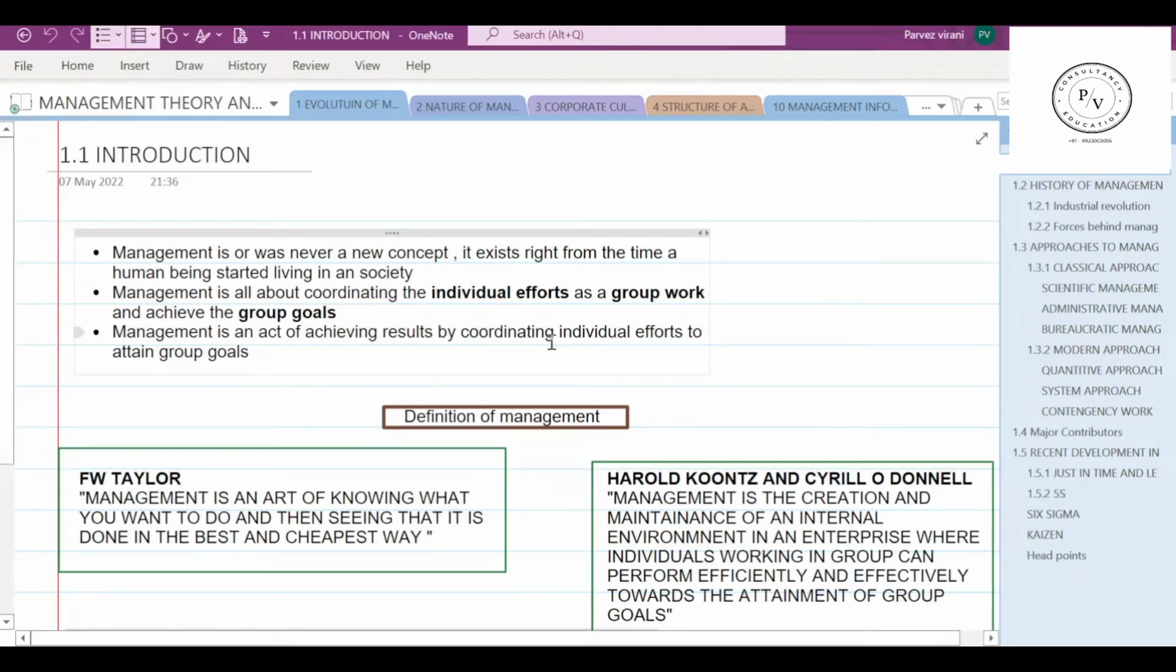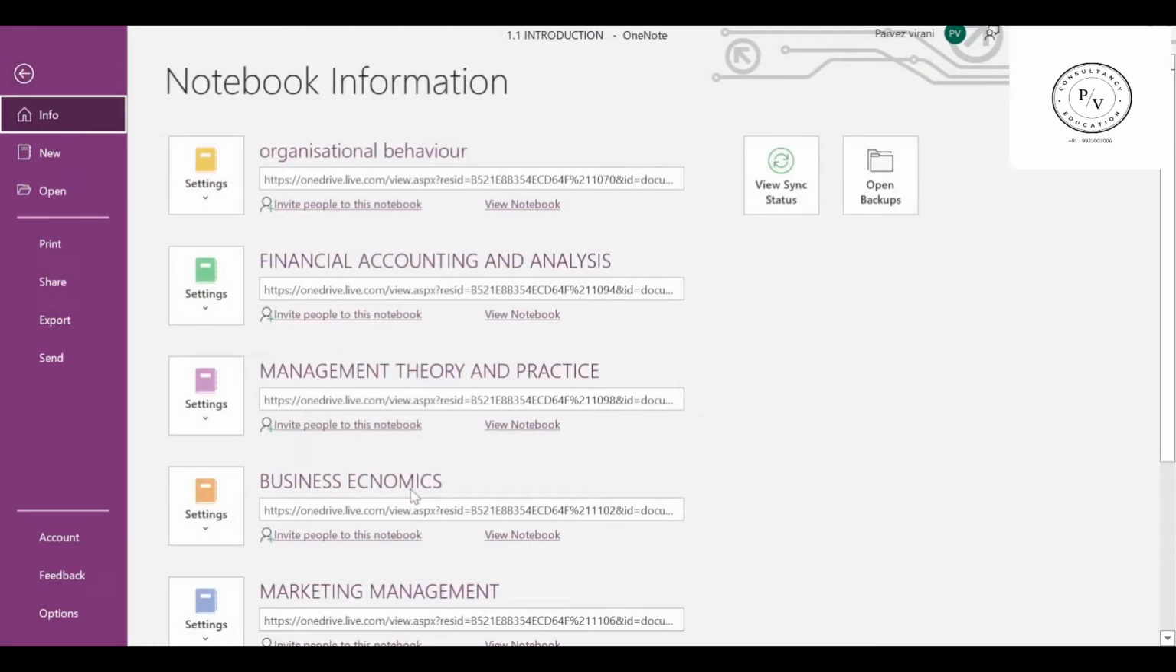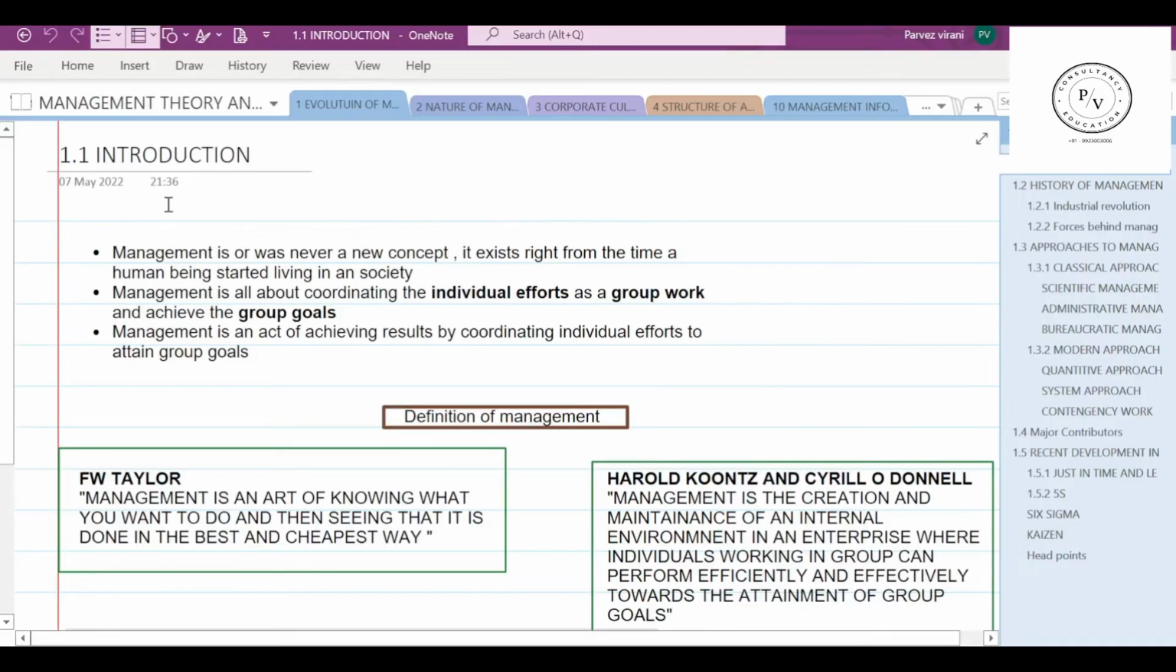Okay, guys, good evening. Today we are starting with our first subject, that is Management Theory and Practices. We'll be doing its very first chapter, that is Evolution of Management. This chapter has five major headings, and we'll be going one by one.